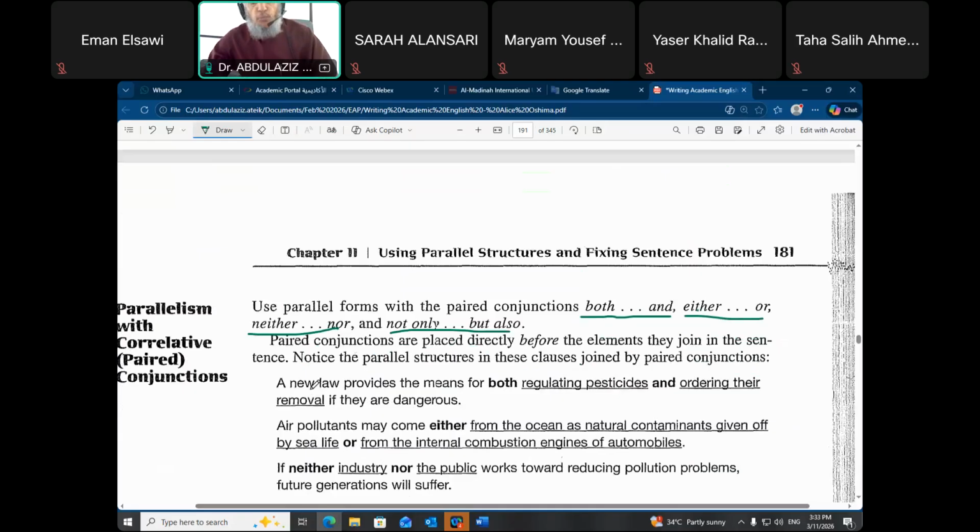A new law provides the means for both regulating pesticides and ordering their removal if they are dangerous. Look, gerund, gerund. They call this a gerund phrase. So both are gerund, ing, ing.